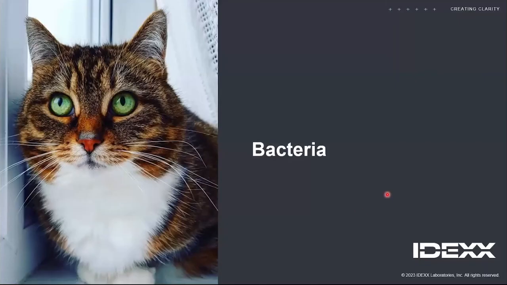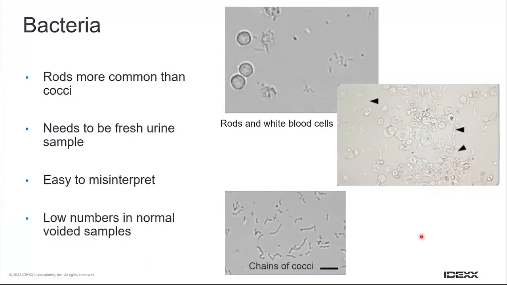So let's move on to bacteria in the urine and how we can identify that and how we can be confident of our diagnosis. When we look at a urine sample for bacteria, we tend to find that rods are more common than cocci. Once again, we need to look for bacteria in fresh urine samples, because bacterial populations can double every 20 minutes, but the bacteria can also die en route to the laboratory due to phagocytosis by the white cells.